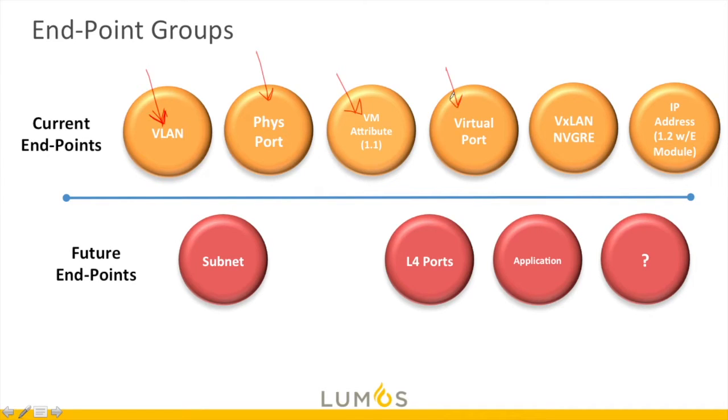I can do virtual ports. I can do VXLAN and NVGRE, so external VNI segments. I can do IP address, so I can make an endpoint group based on IP address if I'm doing that on a switch that has the -E, or the -EX. So those are host-based endpoint groups. In the future, we can do things based on subnet, by layer 4 ports, by application, and by whatever mechanism that we want.